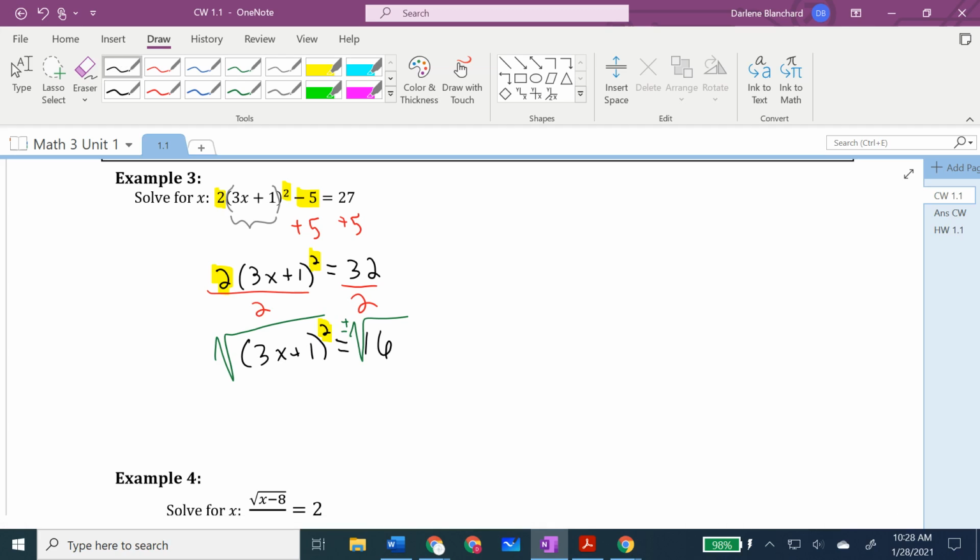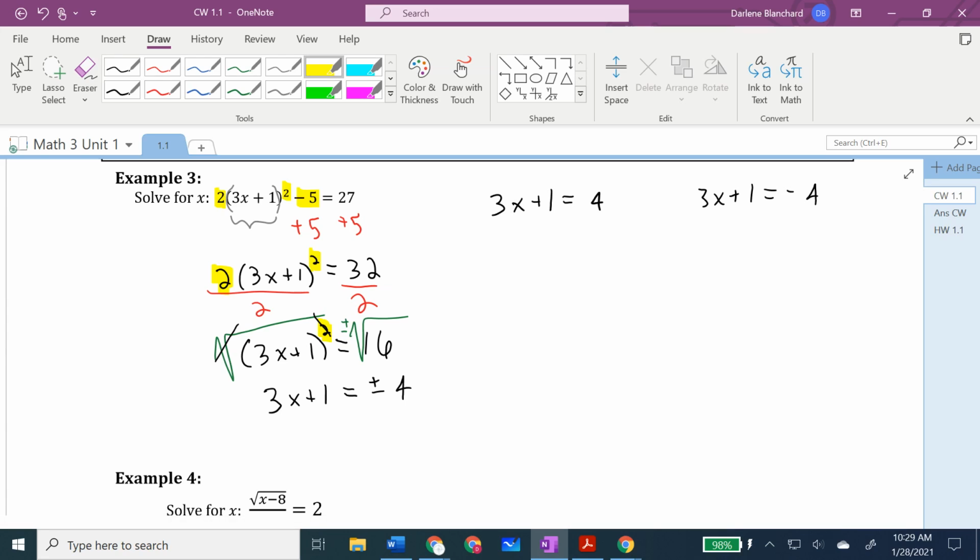And then I notice that a square root and a squared undo each other. They cancel each other out. And the 3x plus 1 can now be released from its parentheses. With the plus or minus, that actually means I have two equations. For some of you, you can work with it as is with the plus or minus, but I'm going to write it as two equations. And then we'll solve both of those equations.